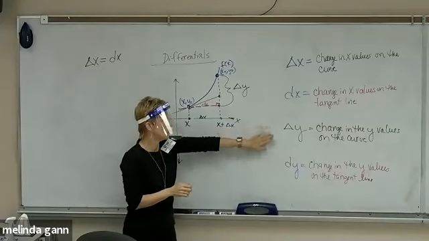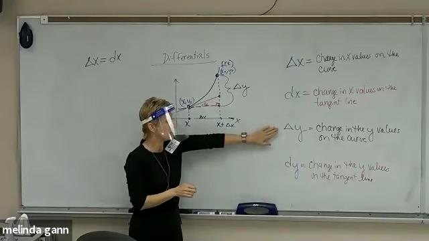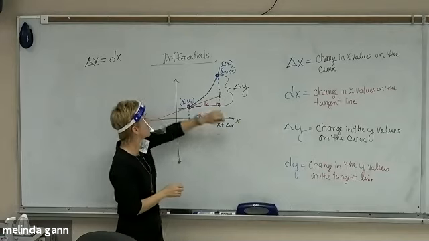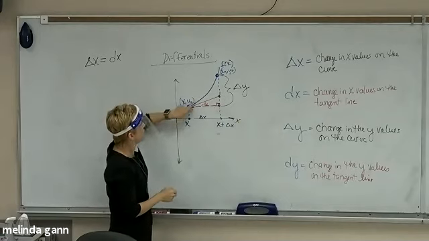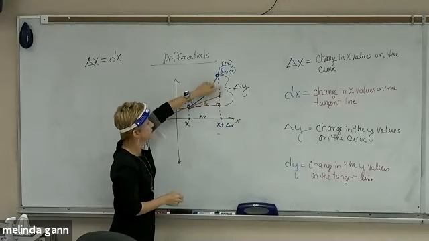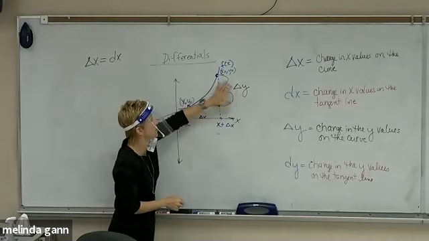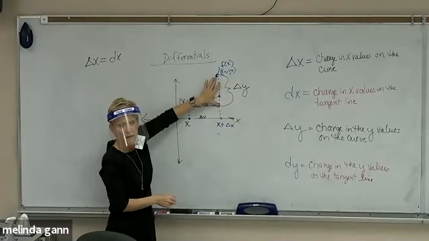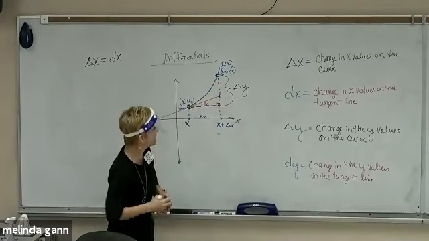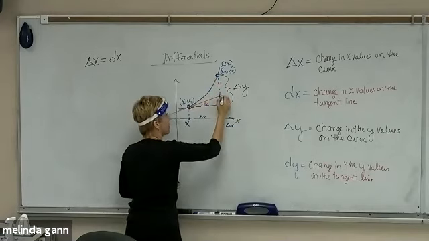But now look at delta y and dy. Delta y is the change in the y values on the curve. So from this point to this point is a vertical difference, this point right here, delta y. Is everybody okay? Now dy, though, is not going to be the same thing. From here to here is going to be dy.